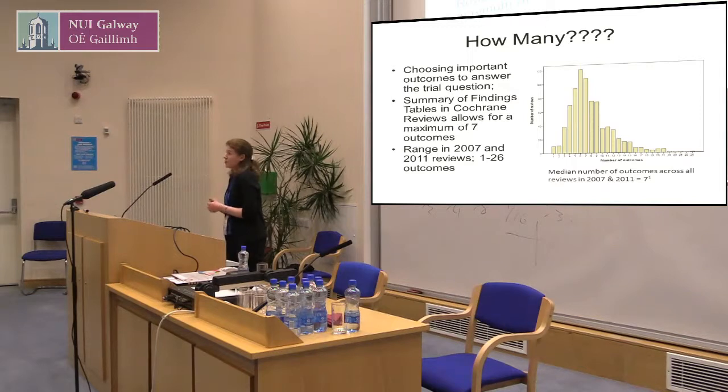There's going to be a lot more missing data and that kind of thing. I suppose what I was highlighting here is that the median range in these newly published reviews was 7 outcomes for the nearly 800 reviews that were included. But also now with the summary of findings tables in Cochrane reviews, that only allows a maximum of 7 outcomes to be included. And they say the most important ones.